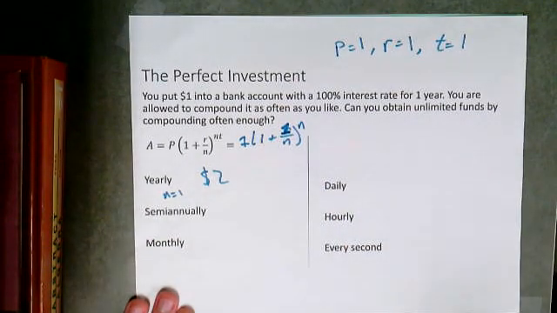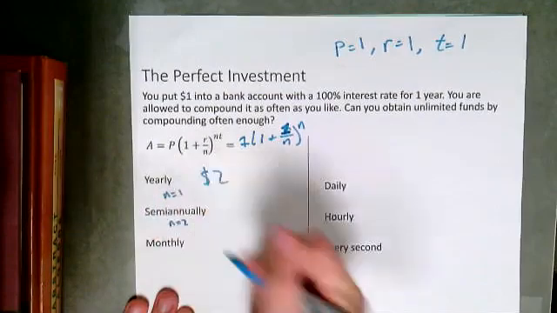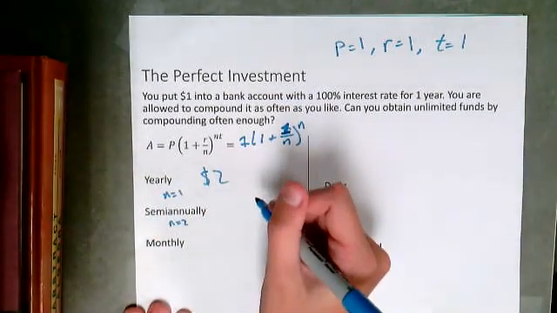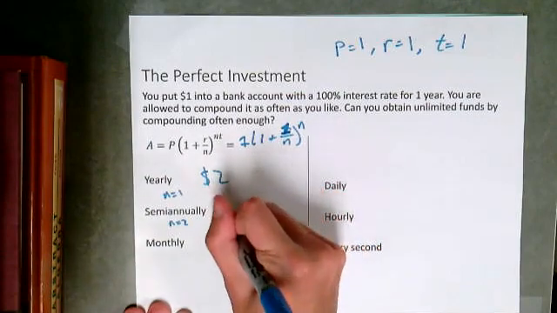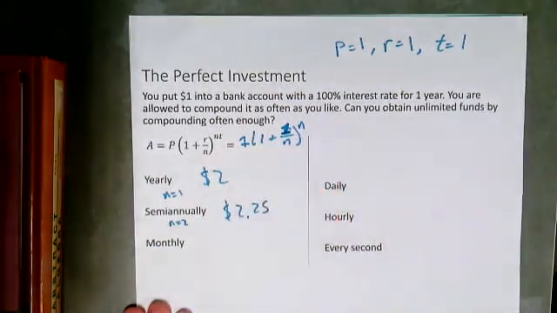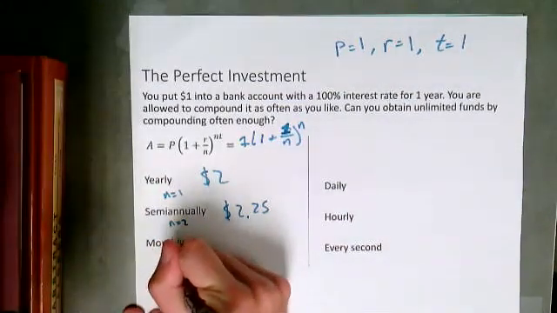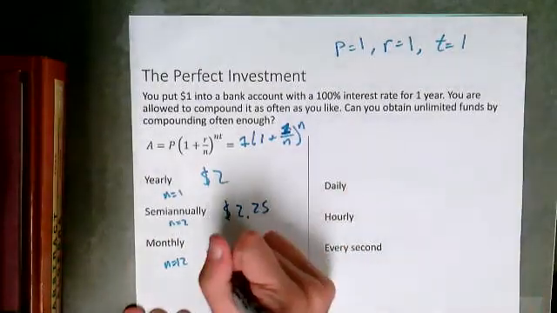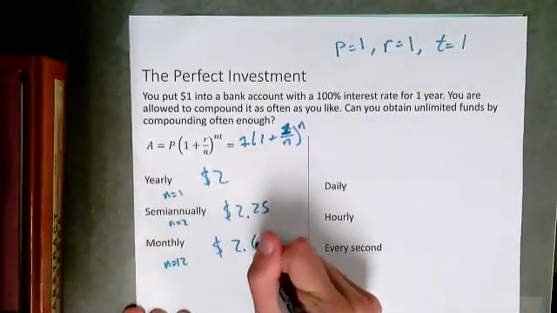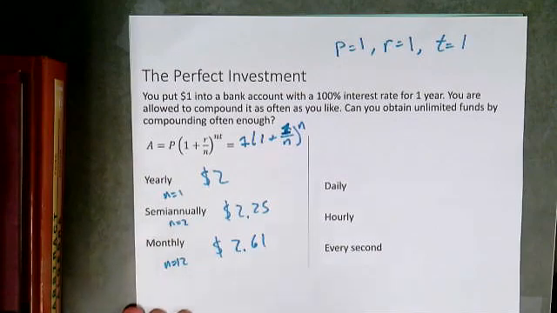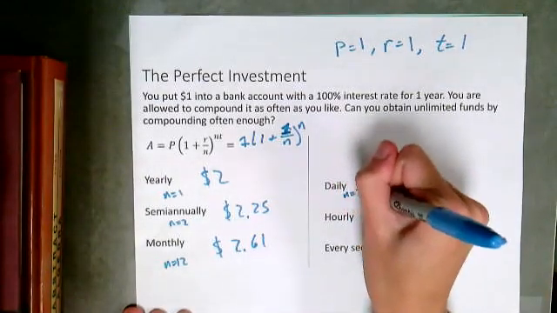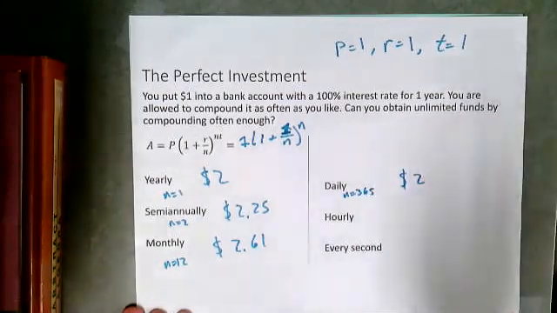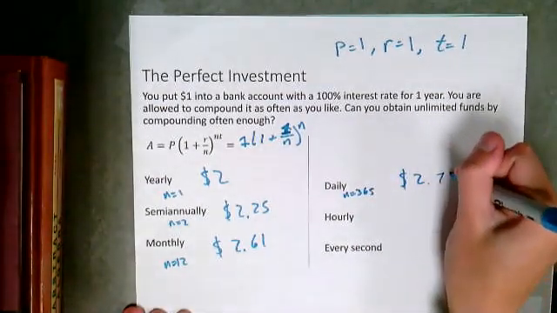So semi-annually, N is equal to 2. If N is equal to 2 and we evaluate it, we get $2.25. Monthly, N is equal to 12. Plug in 12 here, plug in 12 there, figure that out, and we get that it's $2.61. Daily, N is equal to 365. The amount is, again, these are all rounded to the nearest cent because we're still working with dollars.